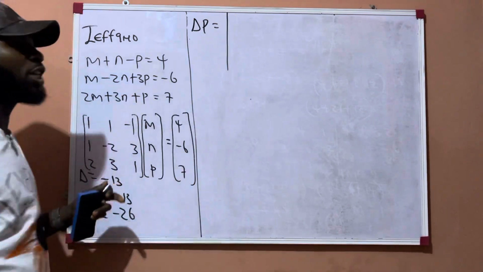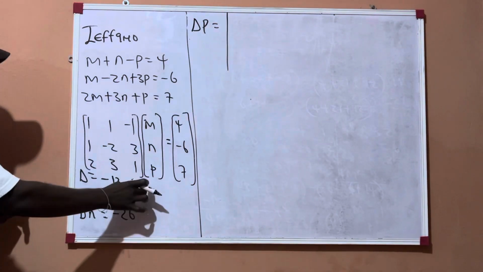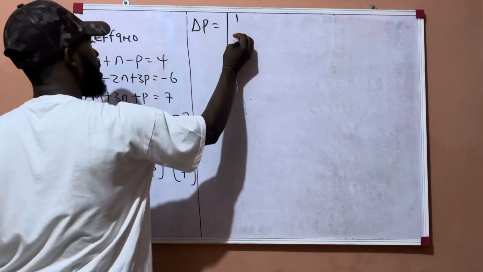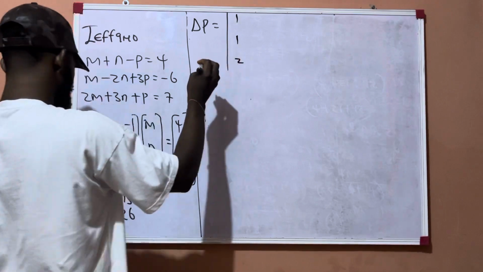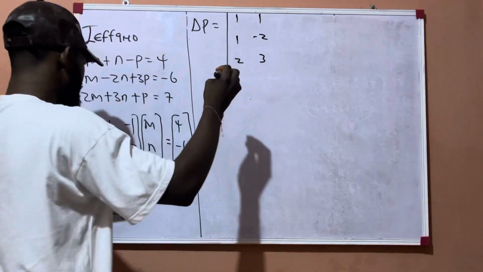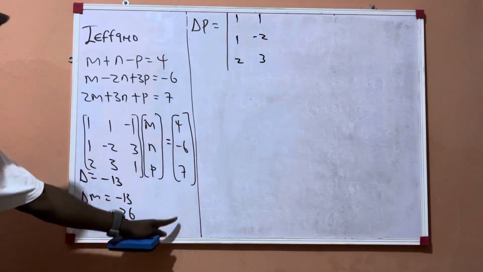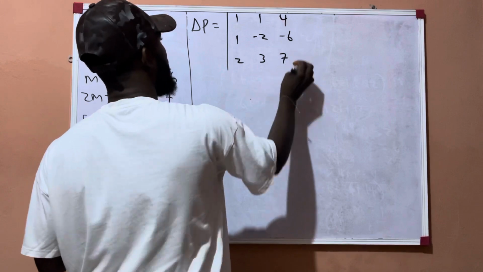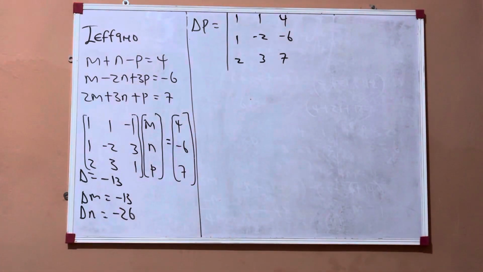Now, solving change in P simply means removing the column for P and replacing it with your constants. Again, here becomes 1, 1, 2. Here becomes 1, minus 2, 3. And instead of me writing minus 1, 3, 1, I'm going to write 4, minus 6, and 7. Again, good. We have substituted the constants for the column for P.